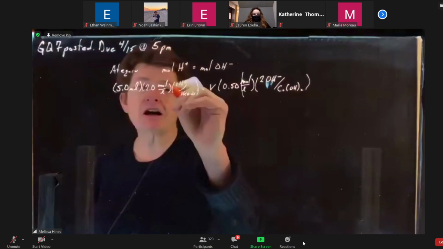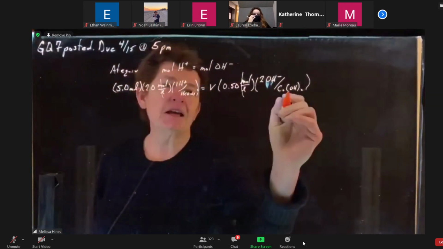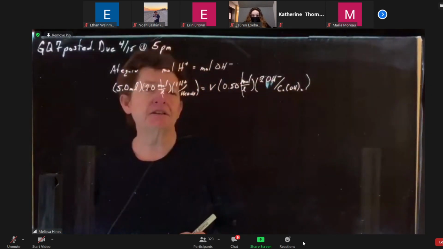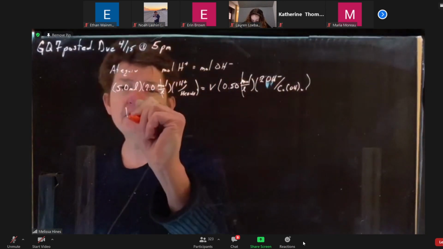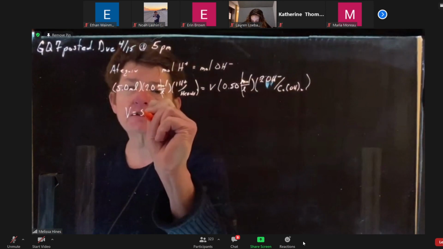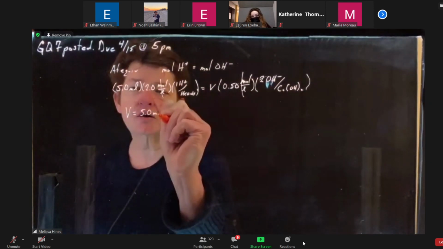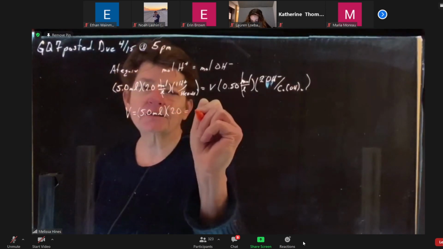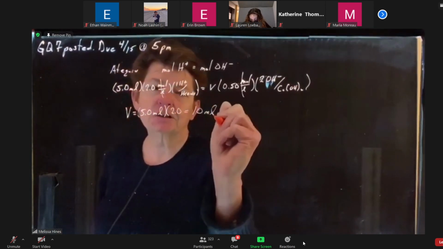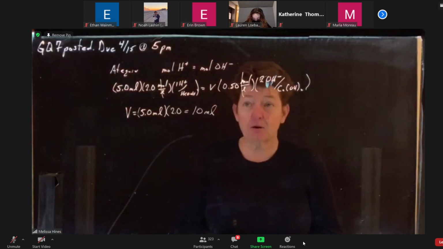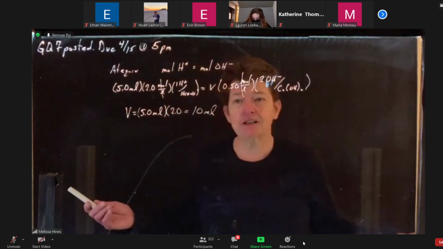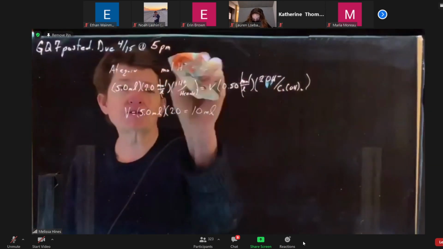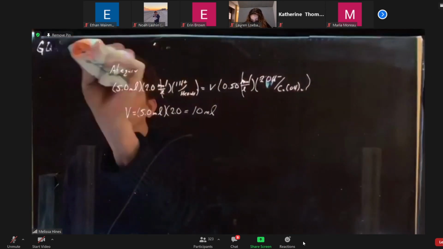Okay, so I can cancel out my moles per liter, and then 2 times 0.5 gives me 1, and so what I'm going to have in the end is that V is going to be equal to 5.0 milliliters times 2.0, which is equal to 10 milliliters. Okay, so that's how you figure out where the equivalence point is. And really, it's a very straightforward calculation once you realize that you start with moles of protons equal to moles of OH minus.